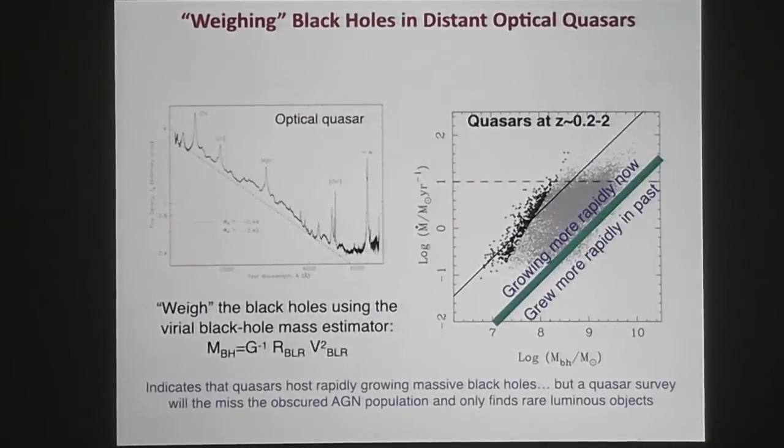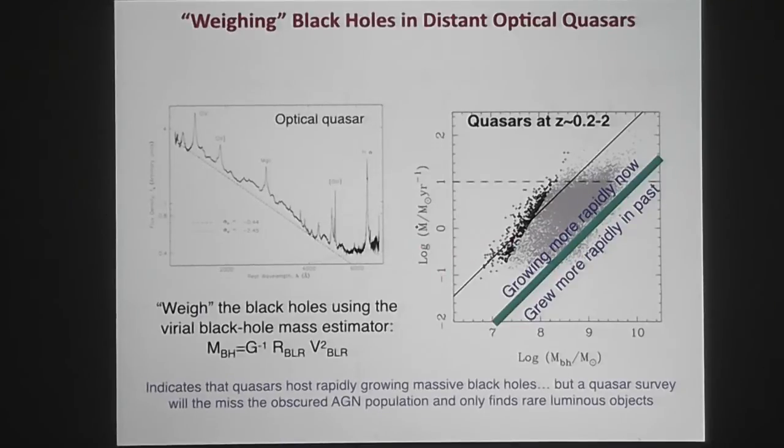So we can also weigh these black holes. You have a broad line, so you can measure the mass of the black hole. And you can see that the quasars are growing rapidly now versus in the past. They have a higher accretion rate now, at an accretion rate of 1 to 10, or maybe a little bit down to 0.1.